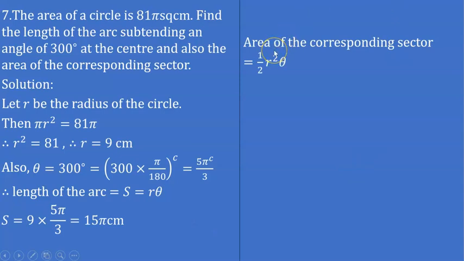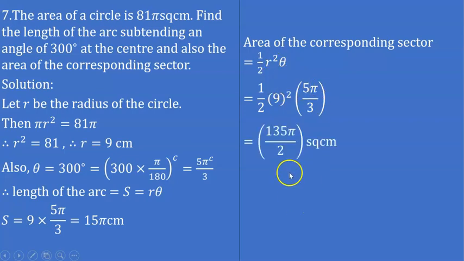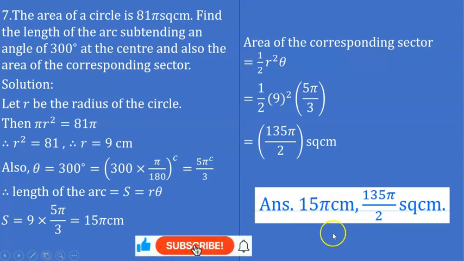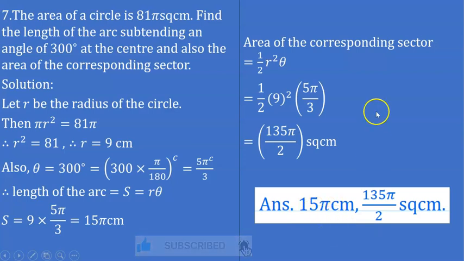Now the area of corresponding sector, the formula is 1 upon 2 r square theta. Substitute the value 1 upon 2, r is 9 square, theta is 5 pi by 3. Okay, and after simplification you will get here 135 pi upon 2 square centimeter. Therefore the length of arc is 15 pi centimeter and area of the sector is 135 pi upon 2 square centimeter.